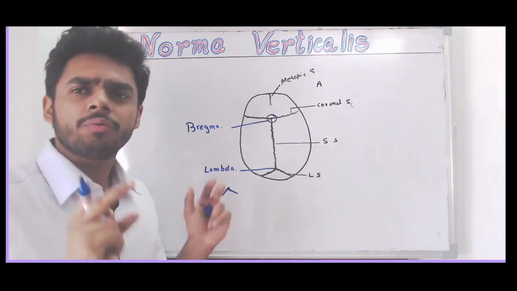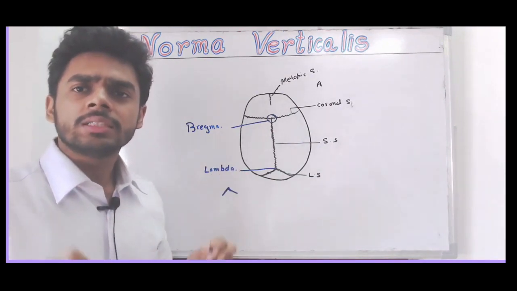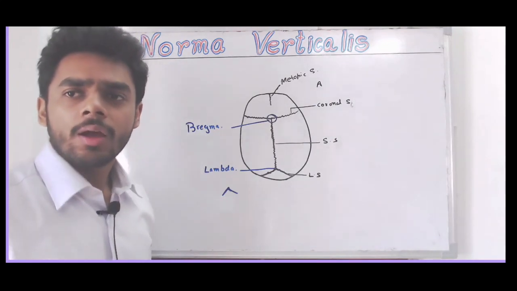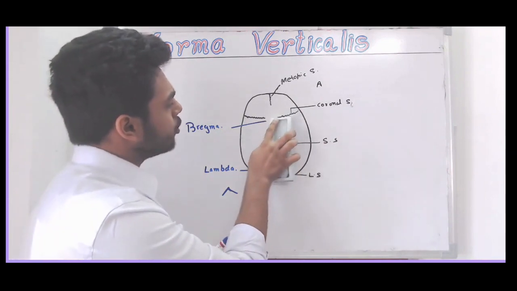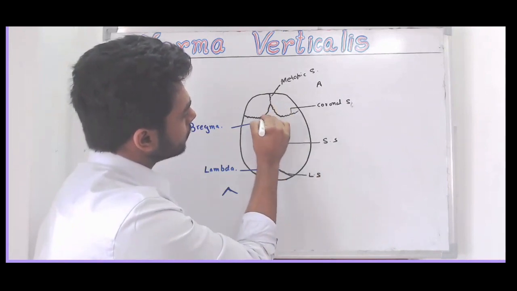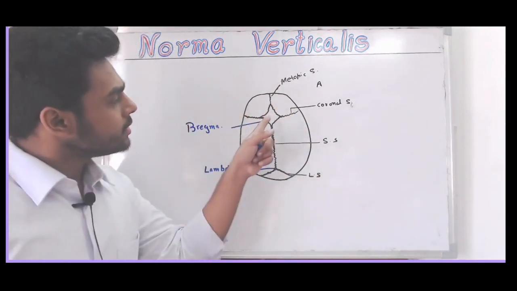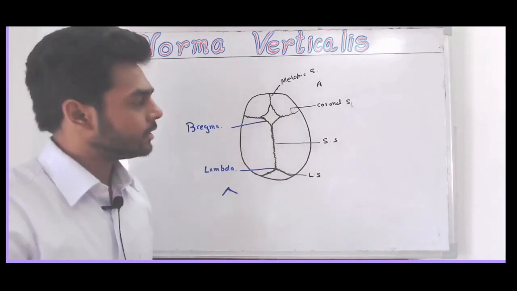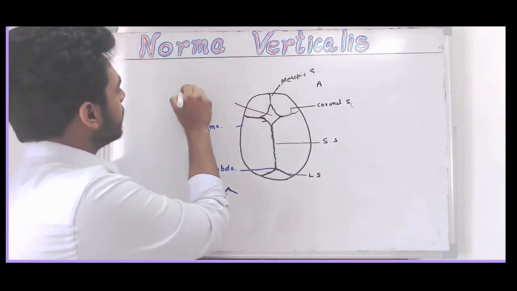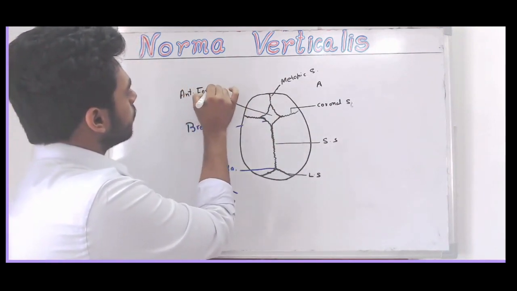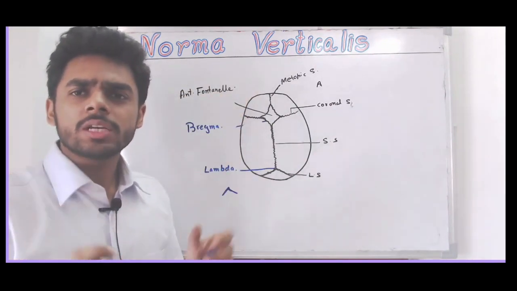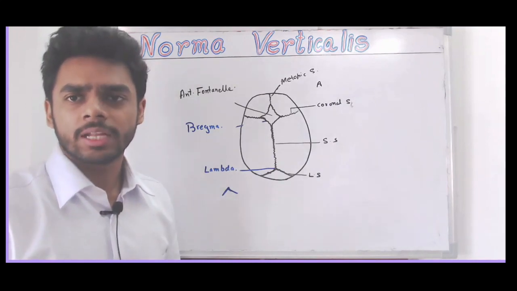But in the case of the fetal skull, this is the site of a membranous gap and it is called the anterior fontanelle. Fontanelle means space and it looks like this. We see that these bones don't meet here and there is a membranous gap. This membranous gap is known as the anterior fontanelle. And it mostly closes at 18 to 24 months of age, that is after birth.